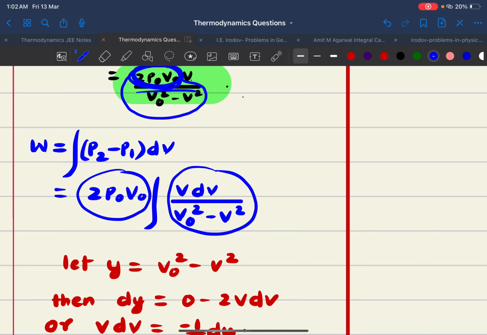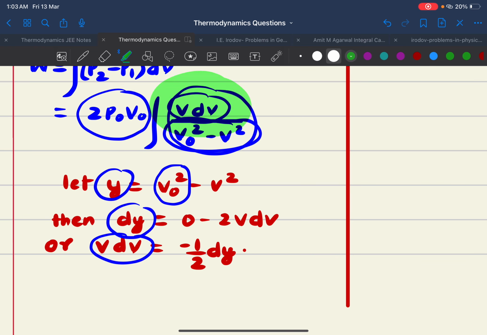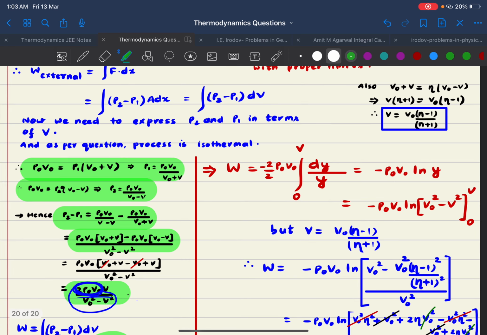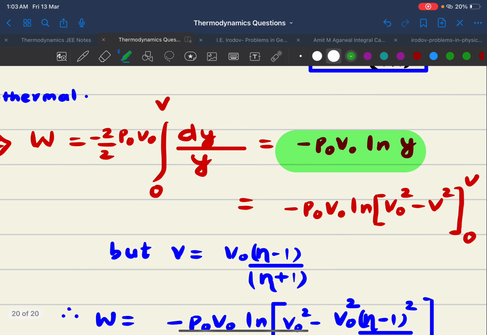Now you have to use proper maths, indefinite integration. For this denominator, assume it is y, then dy is equal to 0 minus 2V dV, because V naught square was a constant, so that's why it's 0. So V dV is equal to minus half dy. So in place of V dV, can I substitute minus half dy? Say yes or no? And then further, when you solve this expression, you will get minus P naught V naught ln y. And what was y? y was V naught square minus V square. We will substitute it in the end.